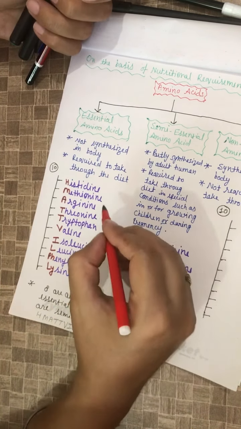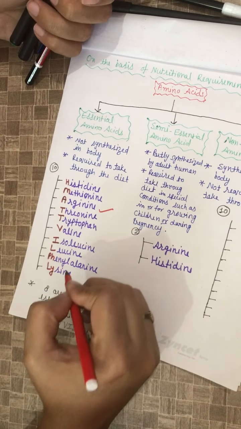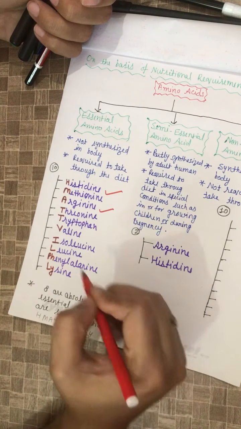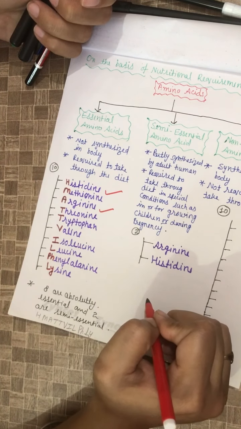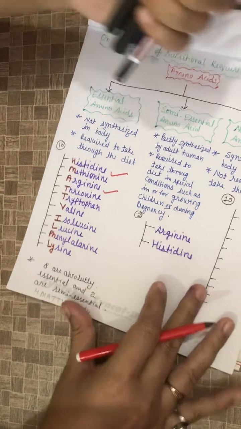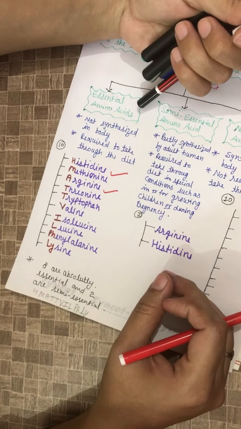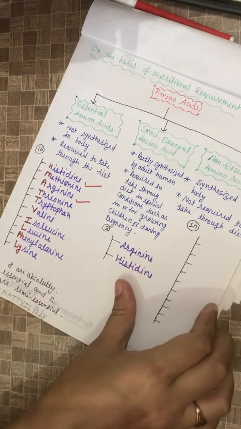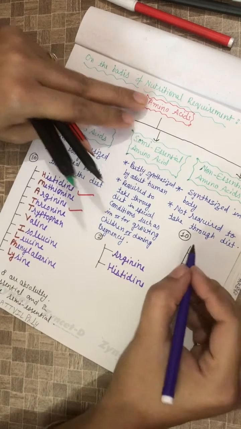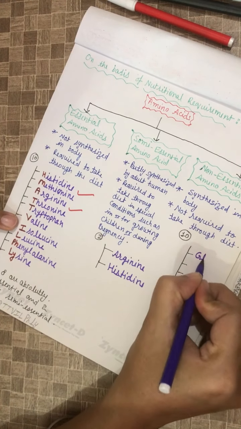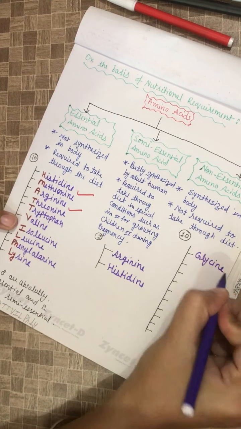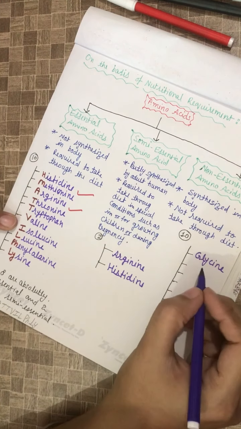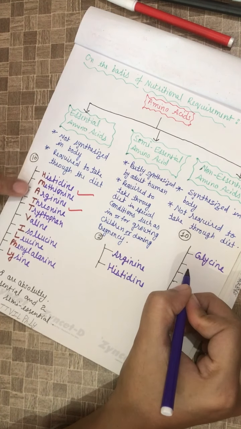So there are a total of 10, but arginine and histidine come under the category of semi-essential amino acids. The other 8 amino acids are absolutely essential amino acids. Okay, and all the remaining amino acids are placed under the category of non-essential amino acids, including glycine. Now you can easily put all the remaining amino acids under the non-essential category.